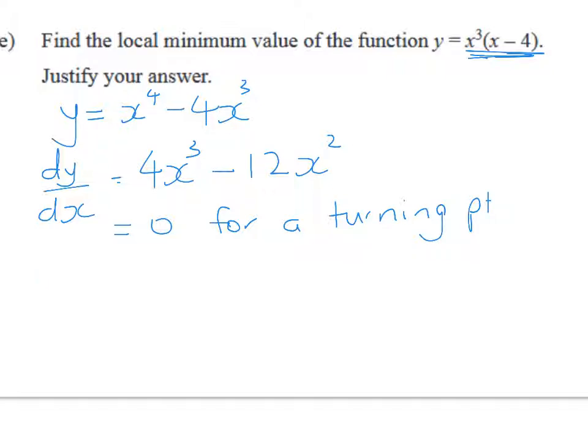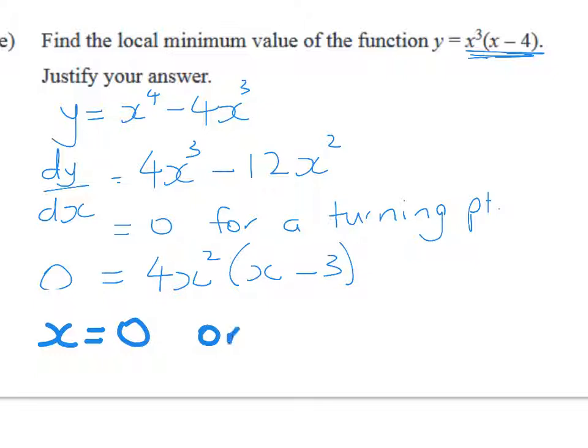So we're going to solve 0 equals, I'll factorise at the same time, so it's going to be 4x squared times (x minus 3). Now, 0 equals, well, nothing more I can do with that. Get rid of that. So all I've got to do now is to solve. I've got two possible values, x equals 0 or x equals 3.